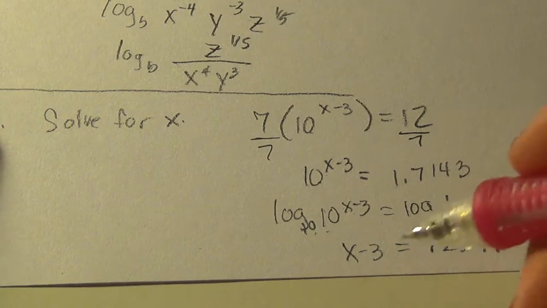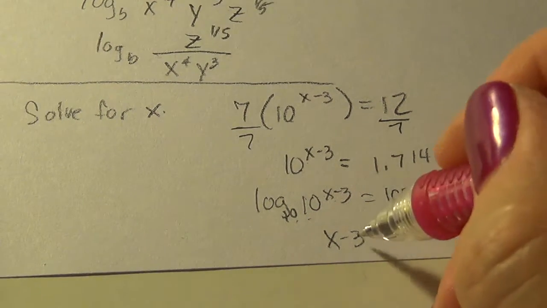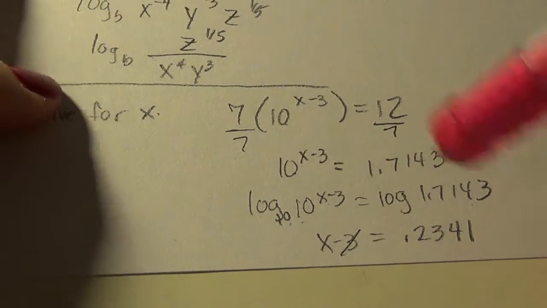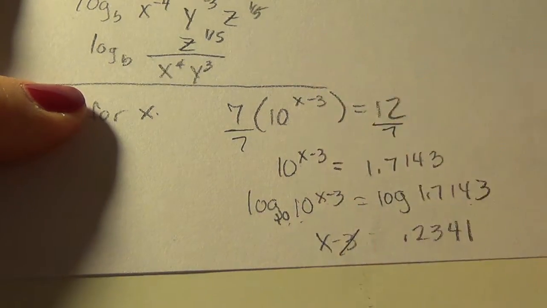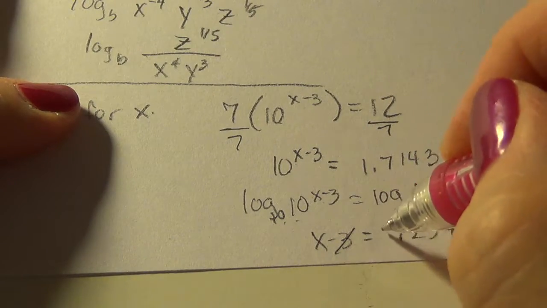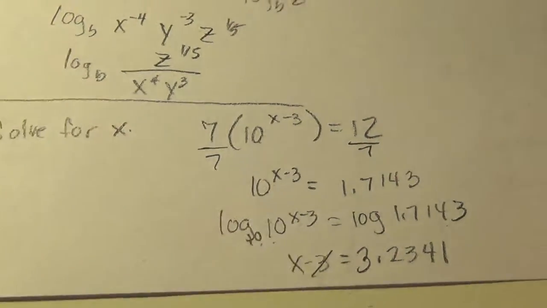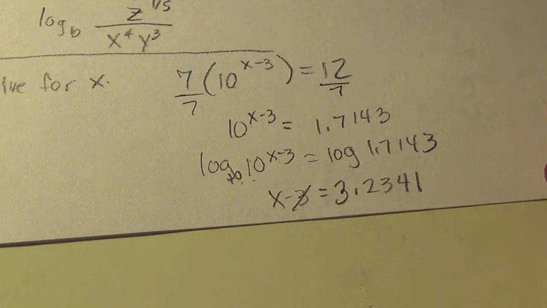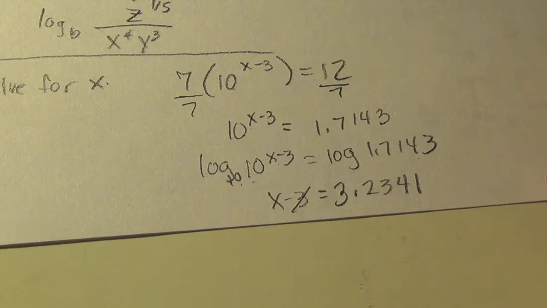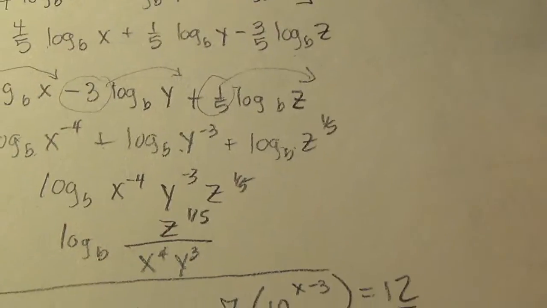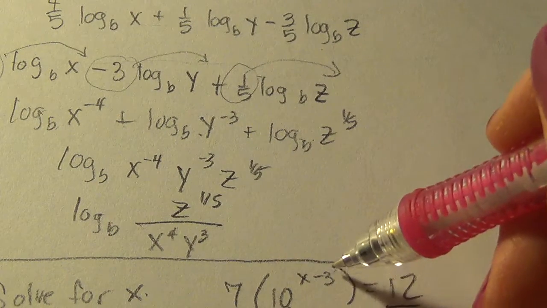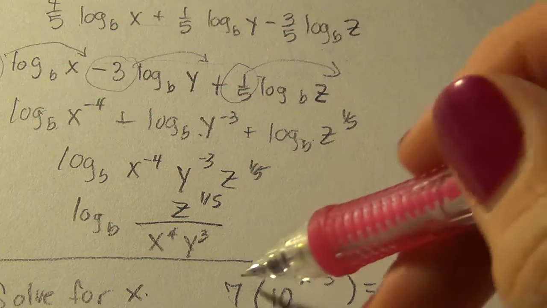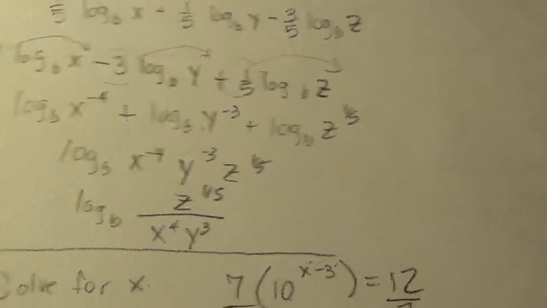And we finish up by adding a 3 to both sides. So the 3 pops over here. Since I ran out of paper, I will just go like that. So the final answer is 3.2341. If you plug that back in the original, if you put that number in here, you should get a 12 or something very, very close.